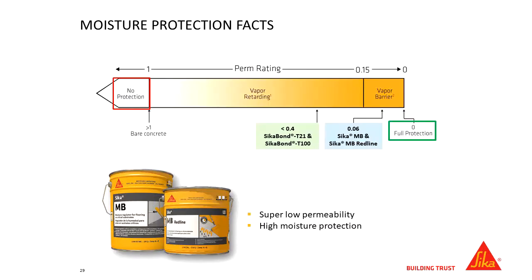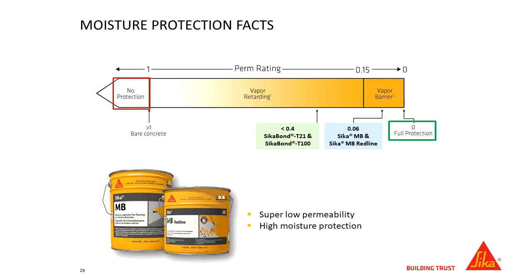And I say resistance because that's what it fits into. It fits into the vapor retarding scale. The SIKA Bond T21 and the T100 have a perm rating of about 0.4, which is very good in the all-in-one category. But next to it, the SIKA MB and the SIKA MB Redline, which we're going to get into in depth, have a 0.06 perm rating. And again, as I said earlier, zero is full protection. So that's as close to full protection as you can get without having a completely non-permeable substrate, which is very difficult to obtain. But that 0.06 puts it now into the vapor barrier category.